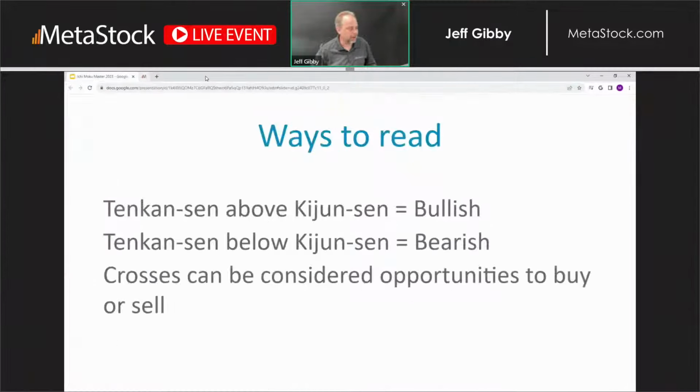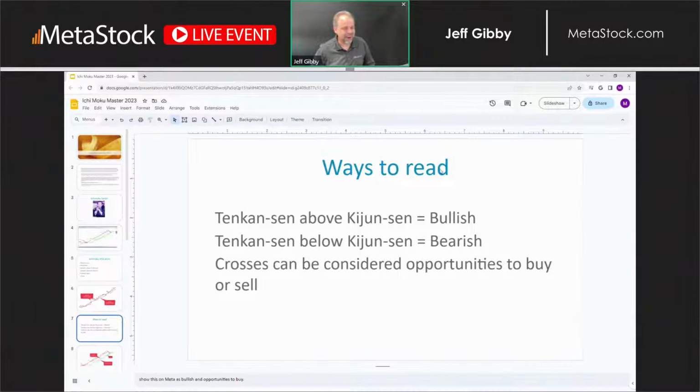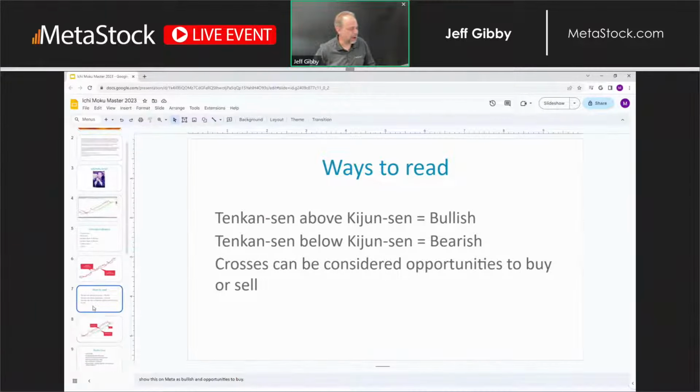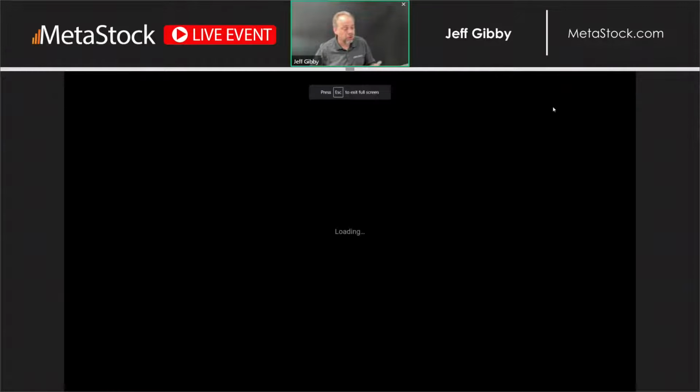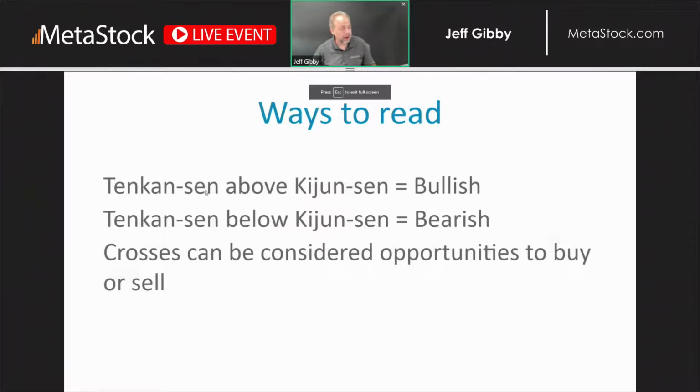All right, cool. Let's go back to where we're at, just to recap the ways to read the Tenkan-sen and the Kijun-sen. If your Tenkan-sen is above your Kijun-sen, that's a bullish indication. If it's below, it's bearish. And crosses are considered one of the entry types.